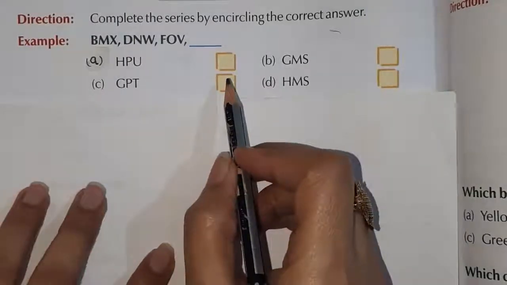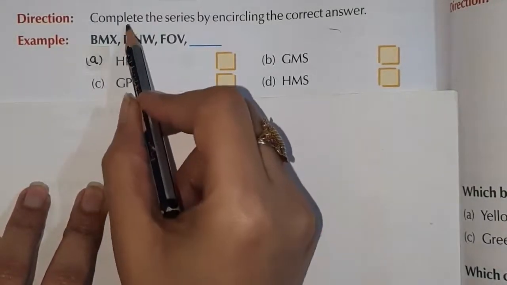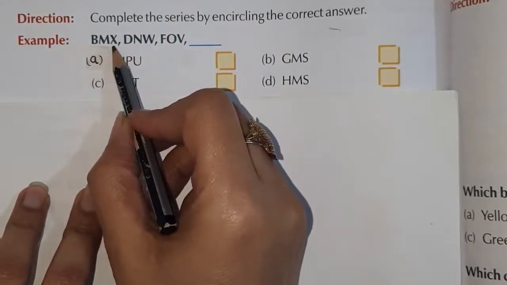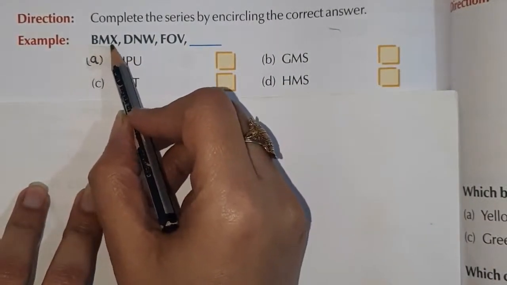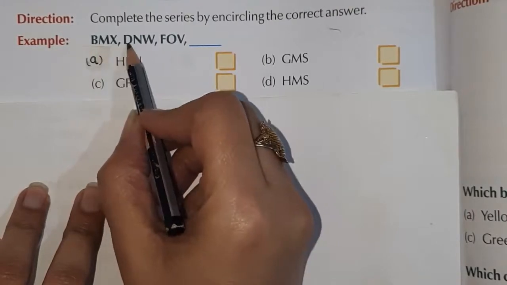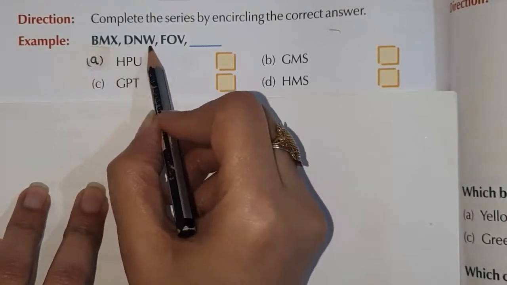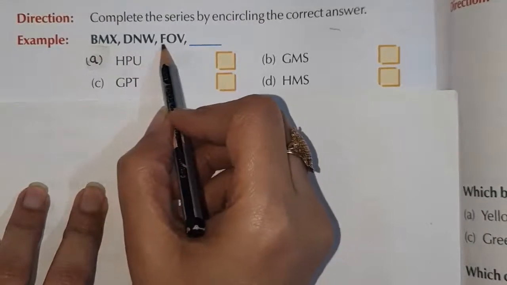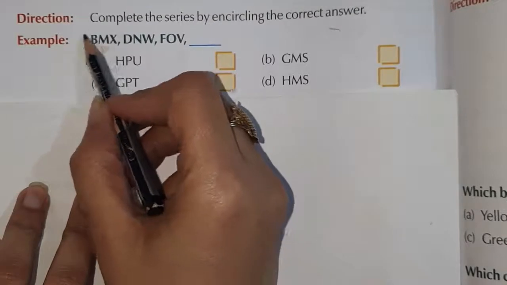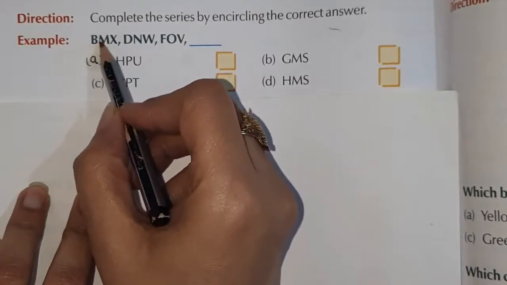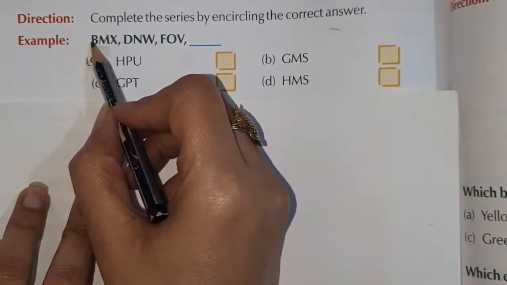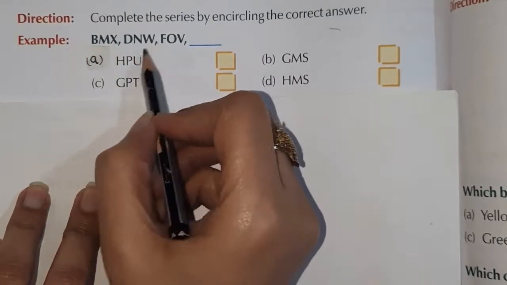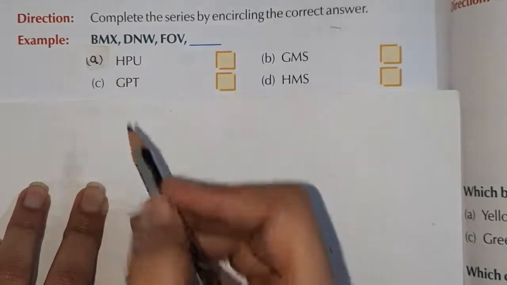Now see the next example. Complete the series by encircling the correct answer. B, M, X. Now 3 alphabets are taken together. Then comma D and W, F, O, V. Now in this type of series, the relation can be between these 3 alphabets, or the relation can be first alphabet, then 4th, then 7th, like this. So you have to recognize. Now see.